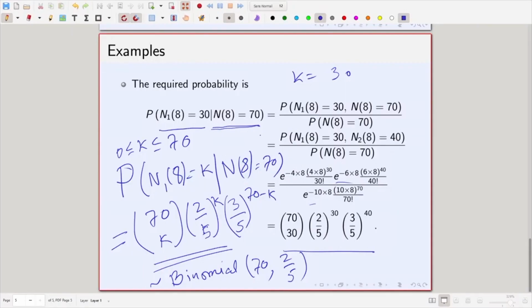So, 30 is for the given problem, but in general, the probability that k female customers came is just binomial with N equal to 70 and P equal to 2 by 5, because a customer is female with probability 2 by 5. That is the success probability. So, this conditional distribution of N18 given N8 is binomial, with parameters 70, since N8 is given to be 70, and P, the probability that a customer is female. This is the general fact.